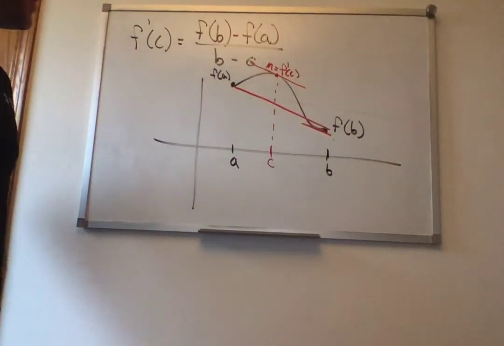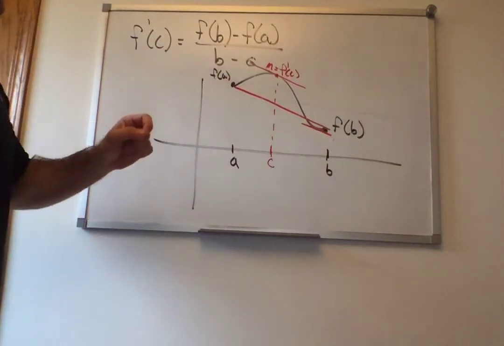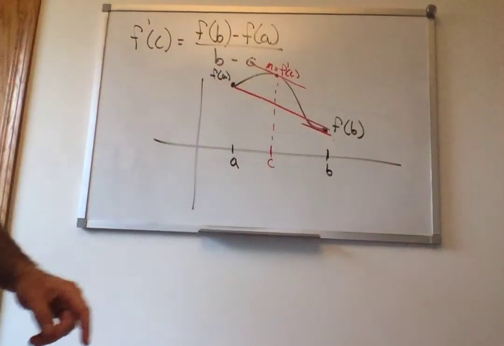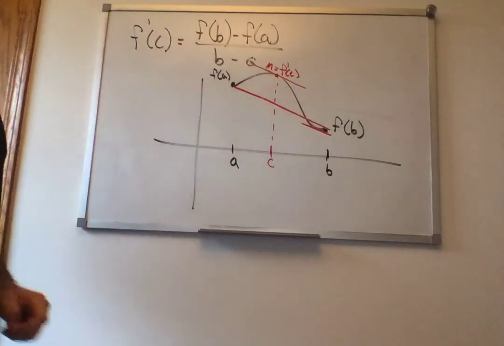So that's what the mean value theorem is guaranteeing for us, that if we have a continuous function that's differentiable on some interval, then we for sure can find somewhere where the derivative is equal to the slope of the secant line.